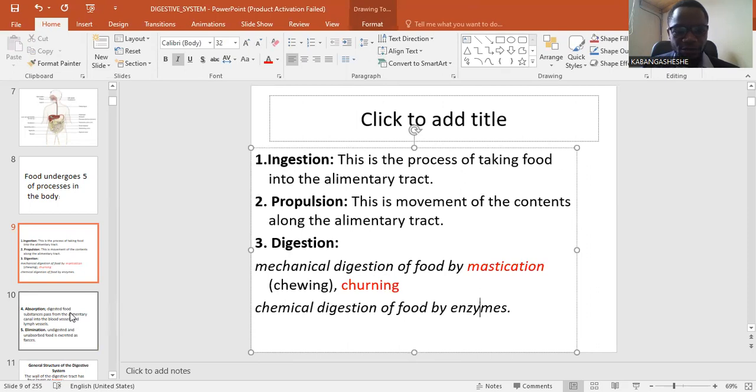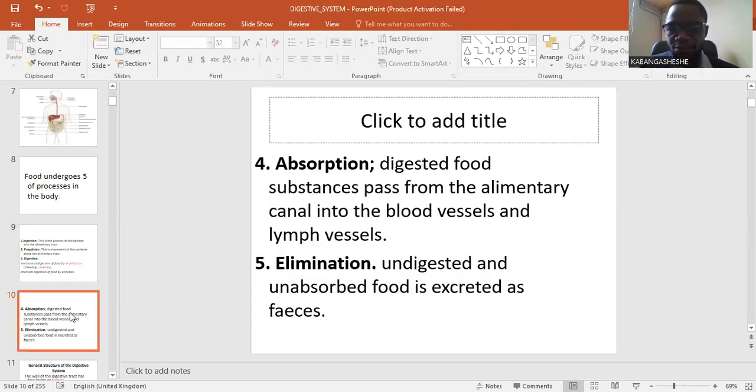Thereafter, food is channeled to the small intestine where absorption takes place. So absorption begins in the stomach, then continues on in the small intestines. Much of the nutrients are absorbed in the small intestines. Then fluids, some vitamins, and other micromolecules are also absorbed in the large intestine.